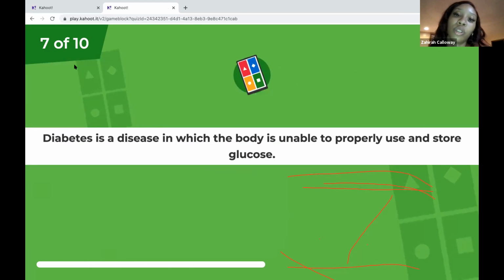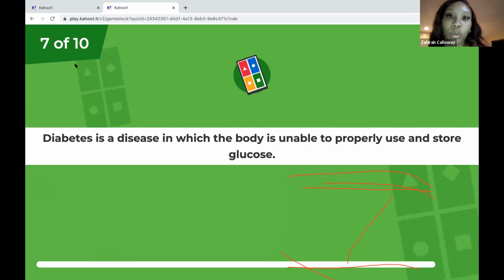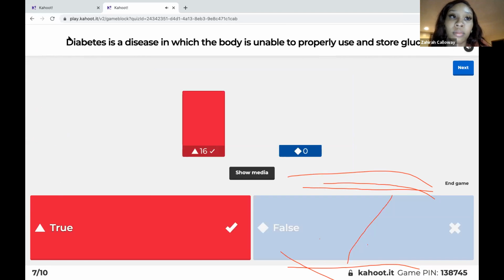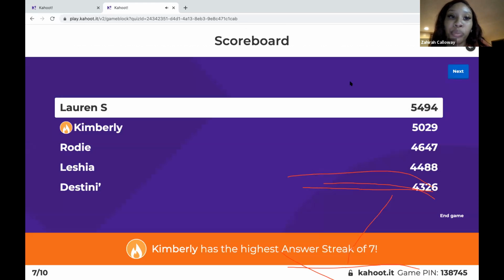Diabetes is a disease in which the body is unable to properly use and store glucose. True or false? The answer is true.